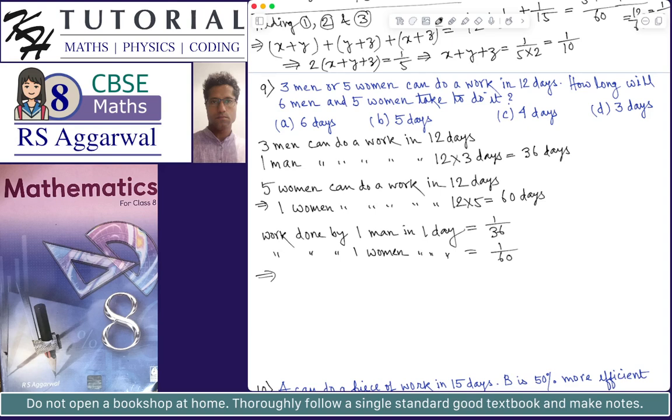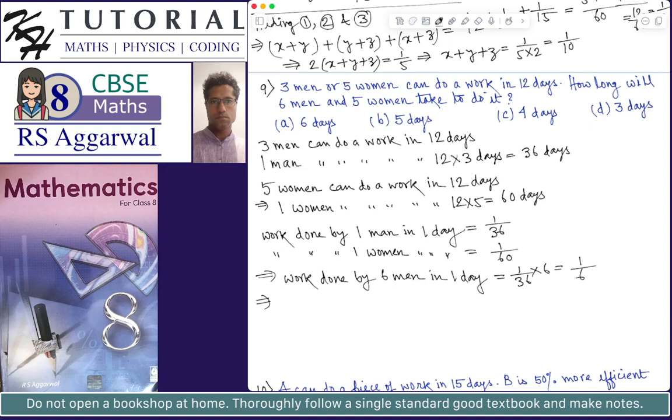From here, we need to find the work done. Since it is asking how long will 6 men and 5 women take to do it, we have to first find how much work is done by 6 men and 5 women in one day. We know that work done by one man in one day is 1 by 36. So work done by 6 men in one day will be equal to 1 by 36 multiplied by 6. This is 1 by 6. So work done by 6 men in one day is 1 by 6.